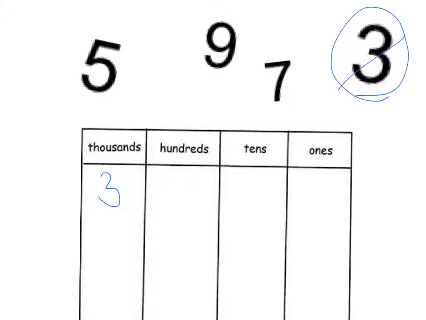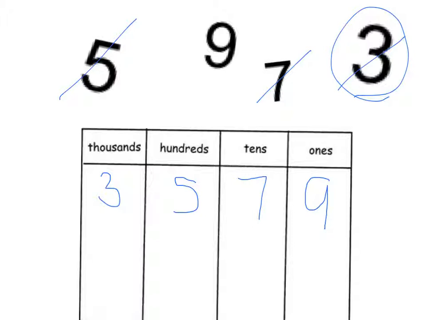The next smallest number that I can see is the number 5. I'm going to pop that in the hundreds column. See how I'm slowly working my way up to the biggest? The number 7, I'm going to pop into the tens column. That represents 7 tens, so I'm going to cross that one out. And 9 ones.